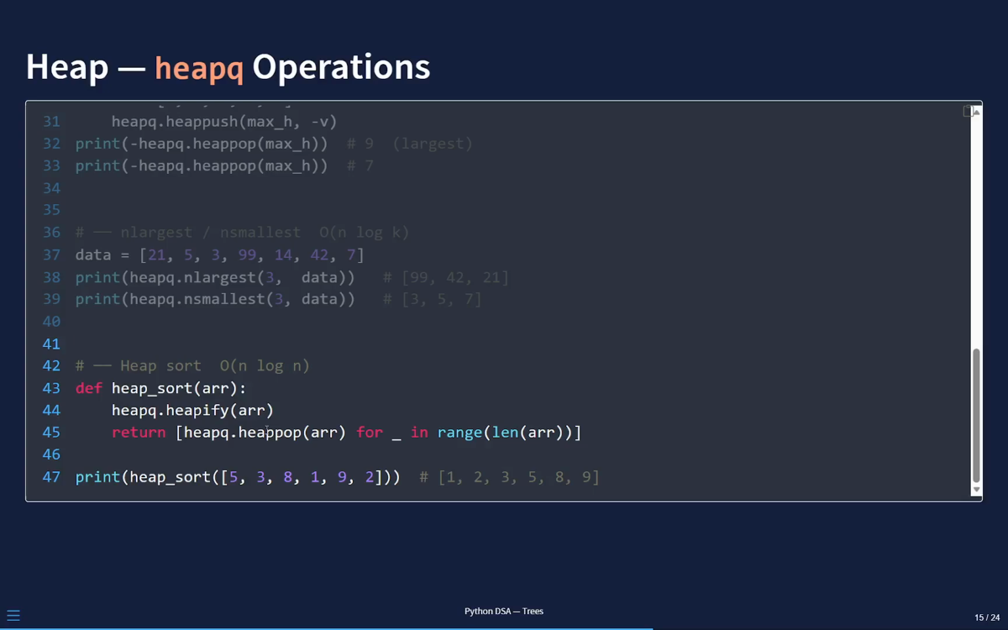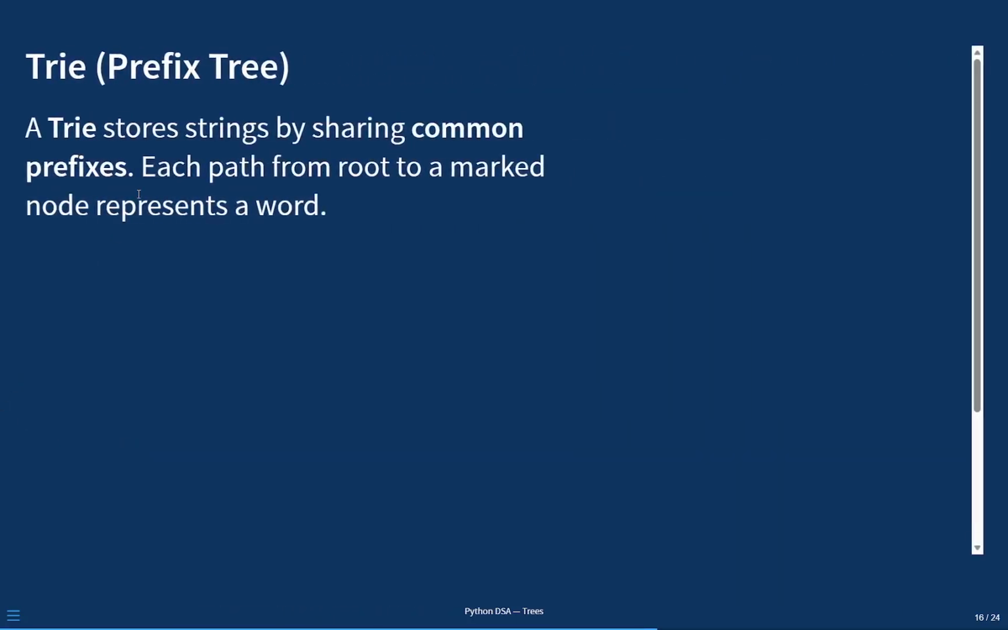Next, a trie, short for retrieval tree, is a specialized tree for storing strings by sharing common prefixes. If you've ever used autocomplete, you've benefited from a trie.